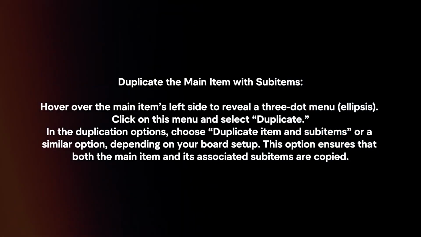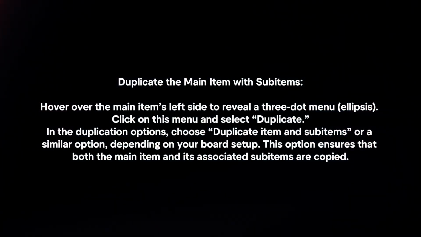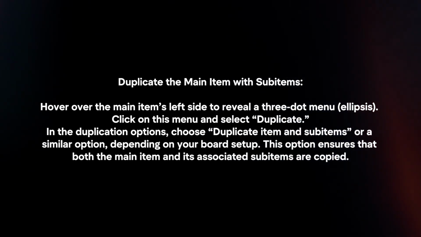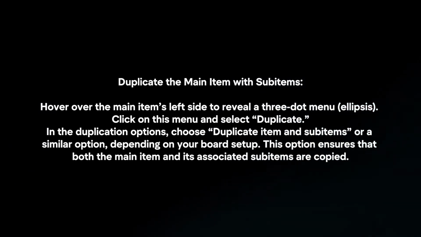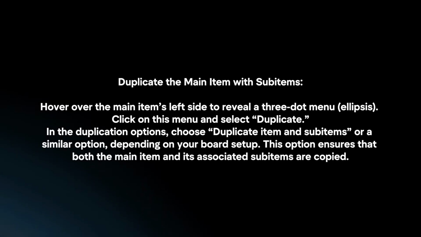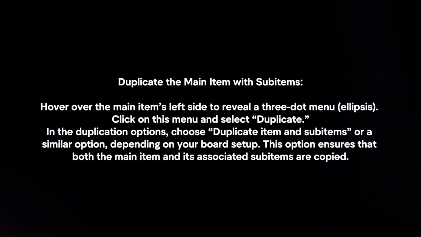Duplicate the main item with sub-items. Hover over the main item's left side to reveal a three-dot menu. Click on this menu and select Duplicate. In the duplication options, choose Duplicate Item and Sub-Items or a similar option depending on your board setup. This option ensures that both the main item and its associated sub-items are copied.